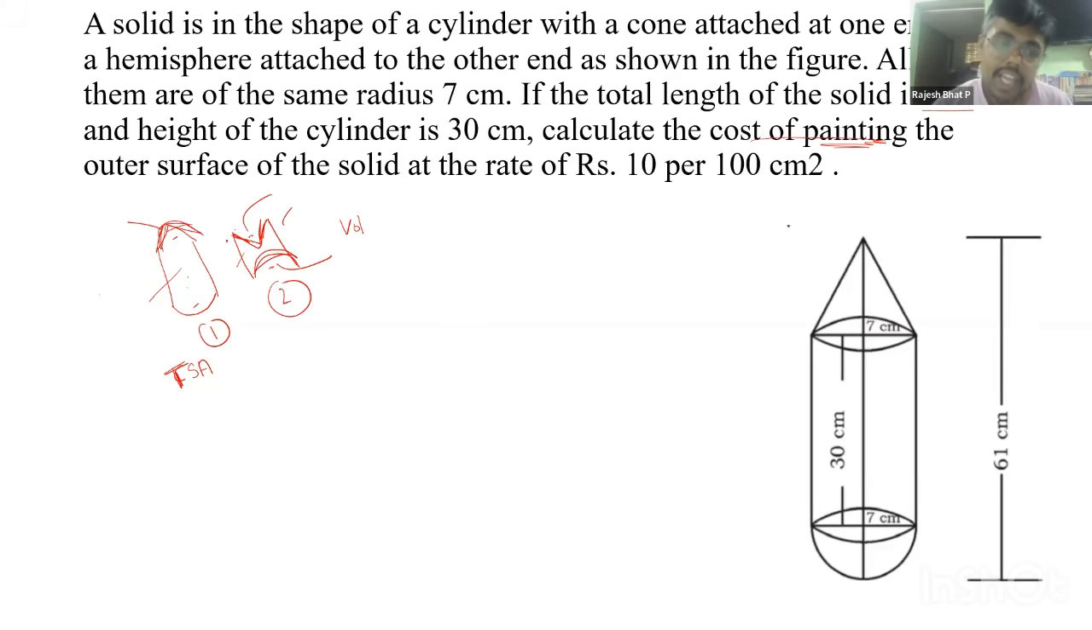It is the same again. CSA of cylinder plus CSA of cone plus CSA of what? Hemisphere. Okay, did everybody understand this? In volume there is minus, but in surface area there is no minus. Be very careful, understand properly. Did everybody understand? Any confusion? Yes.